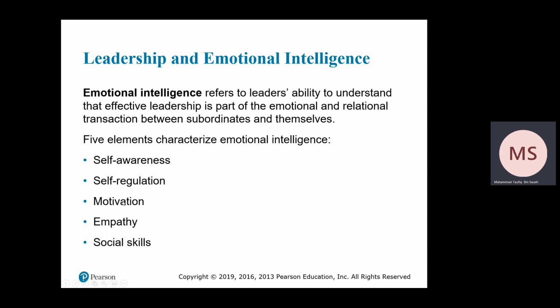Then self-regulation. Self-regulation is your discipline. You must be a disciplined person. Then you must have high motivation and be able to motivate others. Then you must have empathy, which means you can understand the situation of the people you're talking with. You can put yourself in their shoes. You must be able to understand their situation. So that is empathy. And lastly, you must have good social skill. You must be able to communicate, you must be able to socialize. So you must have the social skill. All right.